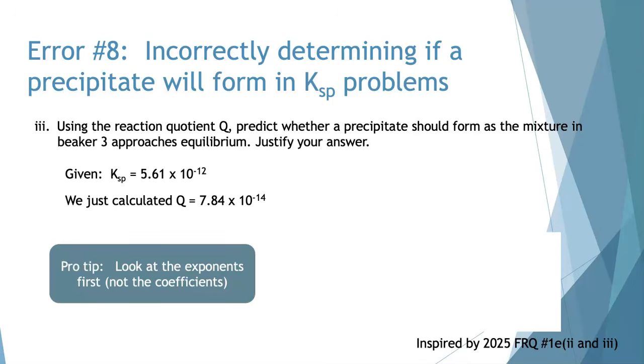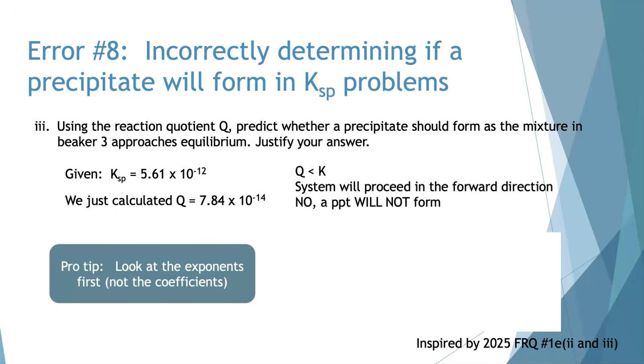The thing I want to point out to you is you need to look at the exponents first and not the coefficients, all right? So the given Ksp value is 10 to the negative 12th. Our Q is 10 to the negative 14th. That's way smaller than the K. So Q is less than K. The system's going to proceed in the forward direction. I'm not expecting a precipitate to form.